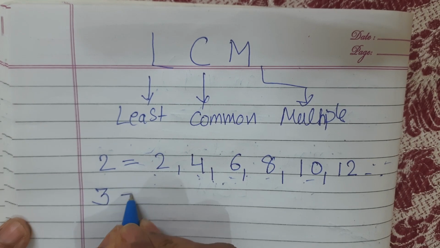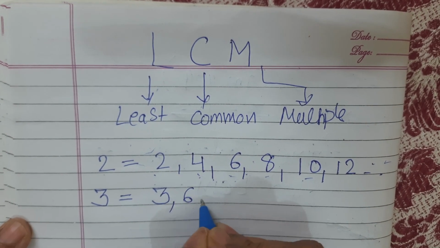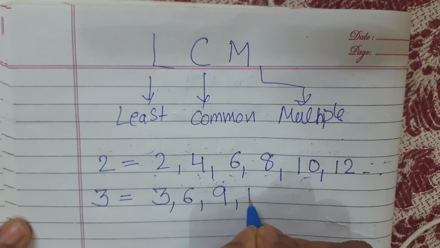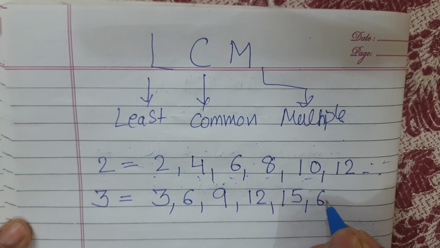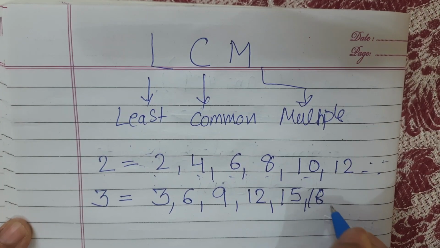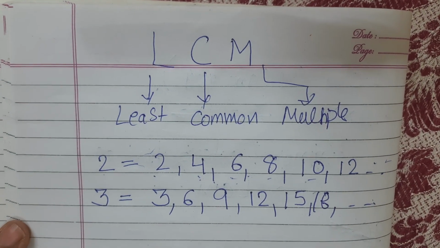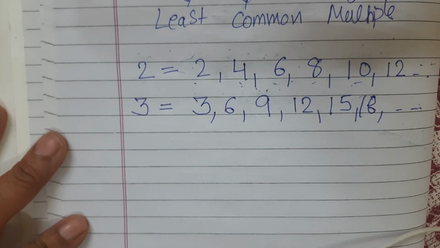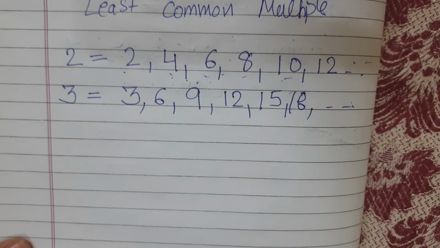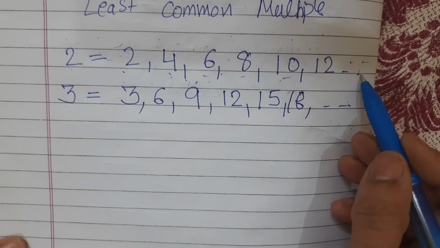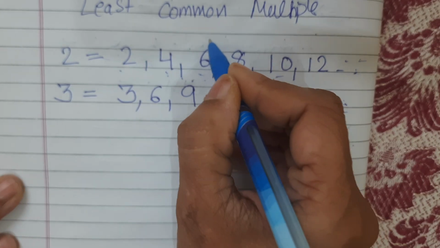Similarly, let's say for 3, what are the multiples of 3? 3 2s are 6, 3 3s are 9, 3 4s are 12, 3 5s are 15, 3 6s are 18 and so on. Okay, so now what do you notice here? We have to find the common multiples, right? So we have listed the multiples of 2, we have listed the multiples of 3. So let's see what is common.